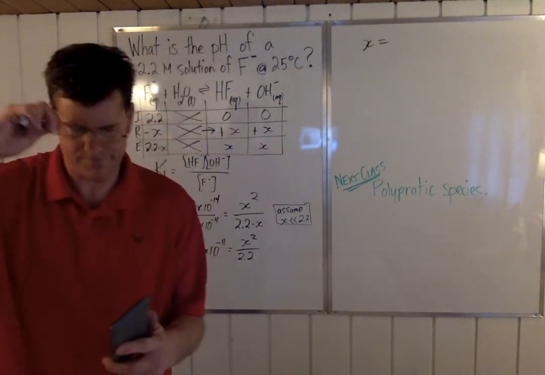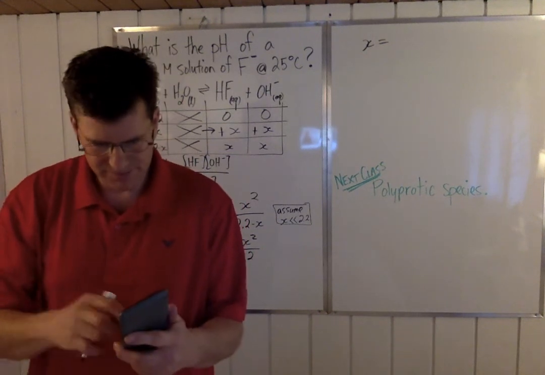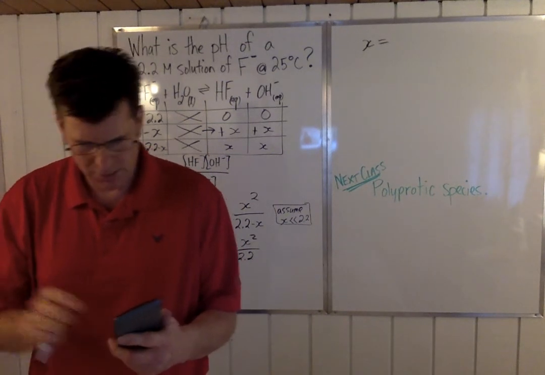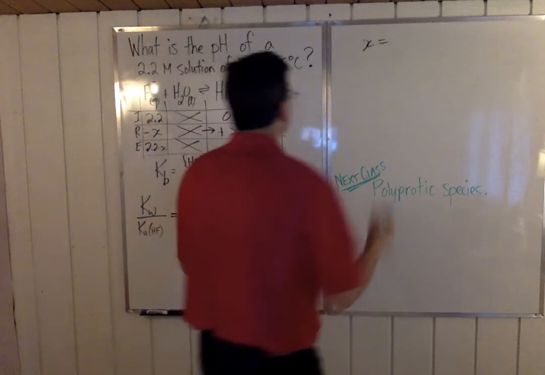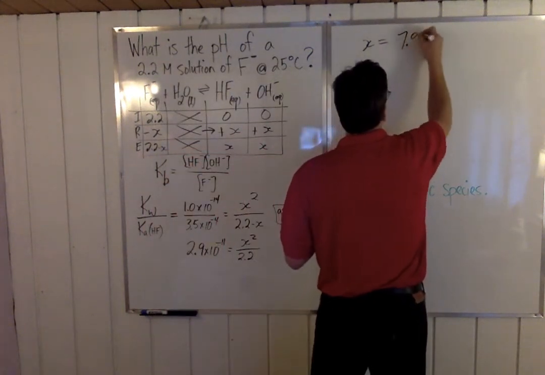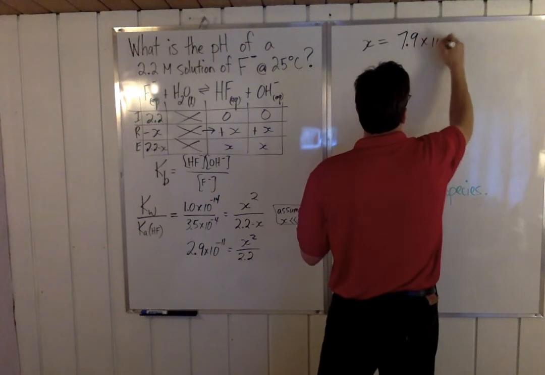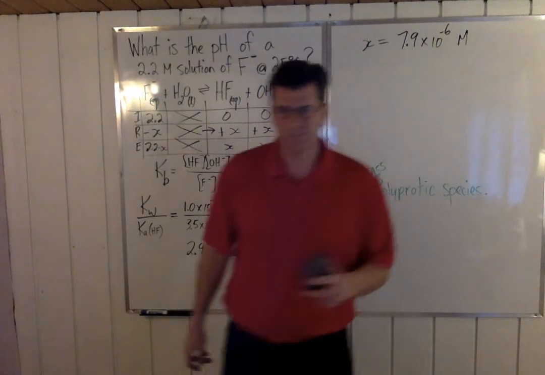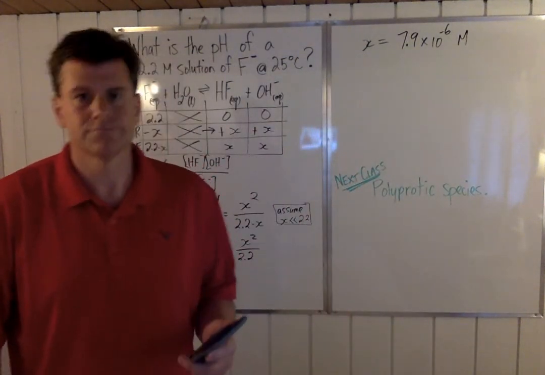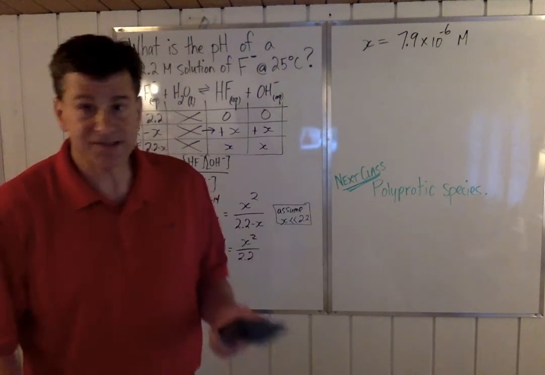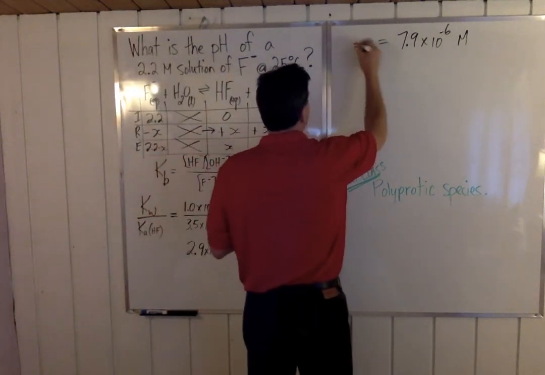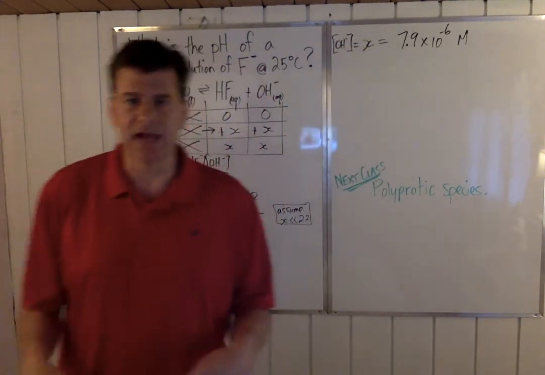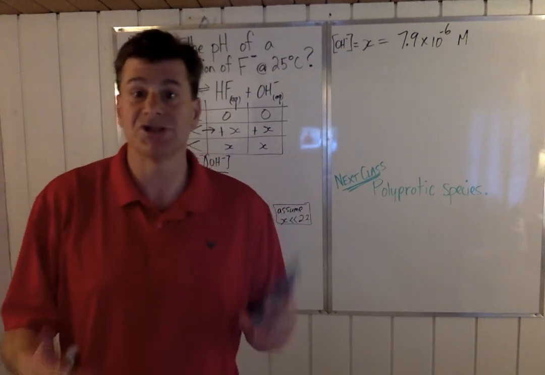So times 2.2, and then I'm going to square root the answer, and I get 7.9 times 10 to the negative 6. Okay, now that's the hydroxide concentration. So you can actually write that down. So x equals the hydroxide concentration, which is that.